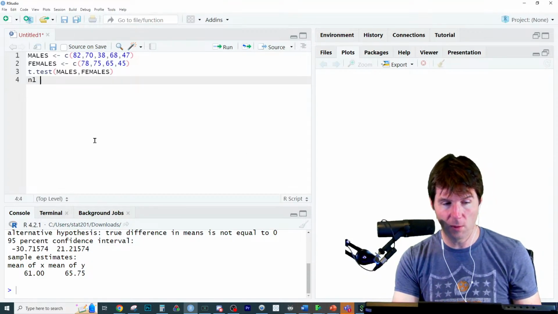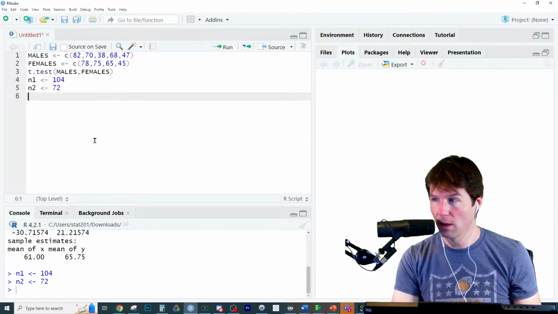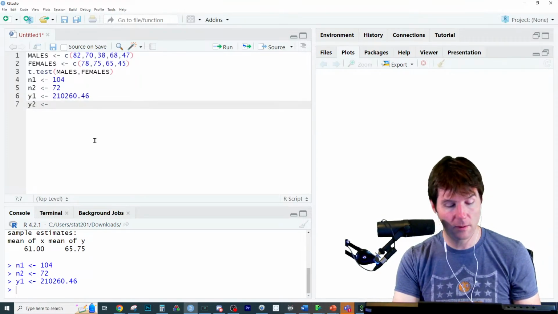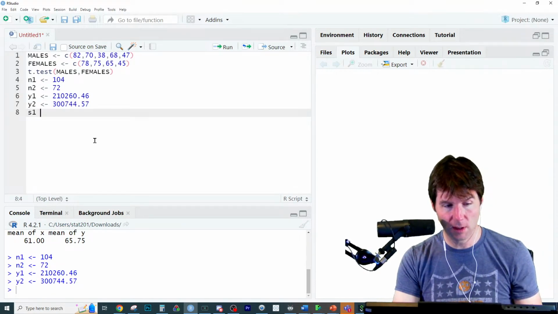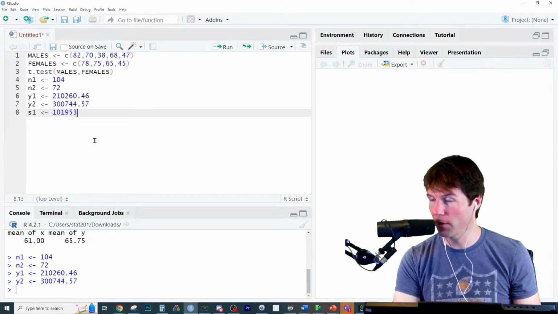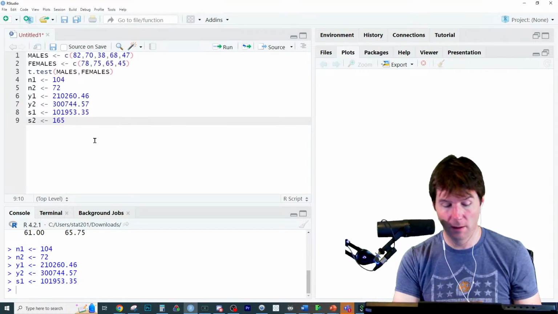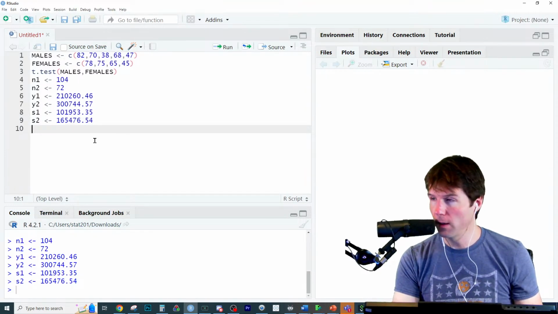Okay, so here's what we're going to do. N1 is 104. N2 is 72. The Y bar 1, it's Y bar technically, but 20.46. There's that. Y bar 2. This is why I love using software. And S1 is equal to 101,953.35. S2 is equal to 165,476.54.